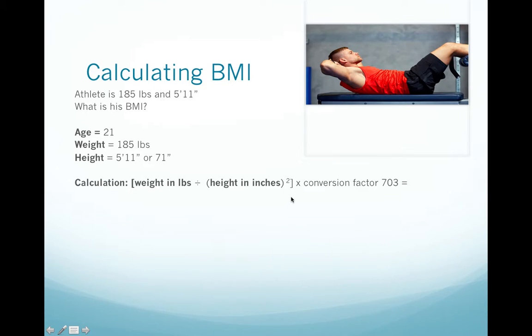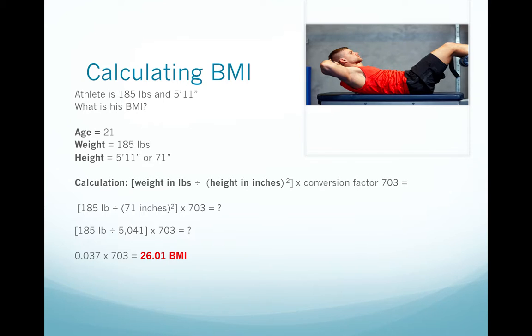Once the weight has been divided by inches squared, this number can then be multiplied by a conversion factor of 703. Now this number is the approximate conversion factor to change units from metric to English units, or inches and pounds. This athlete is 185 pounds, so we then divide by 71 inches squared, multiplied by the conversion factor of 703.